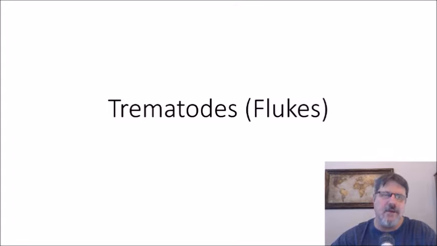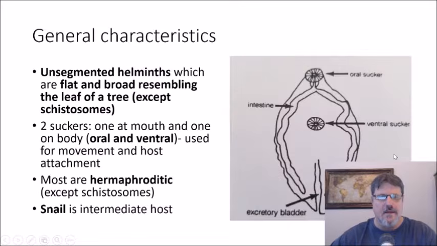And today I'm going to be talking about some of the more interesting parasites, the trematodes, or the flukes as some may call them. Now, I'm going to go over some of the general characteristics that apply to most of them. They're unsegmented helminths, which are flat and broad, resembling the leaf of a tree. That's the majority of them we're going to be talking about today, with the exception of the schistosomes, which will be the last group of trematodes I'll be talking about.